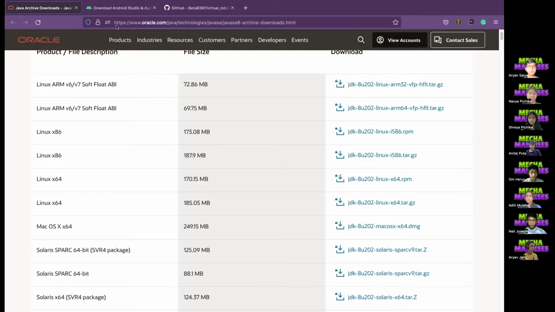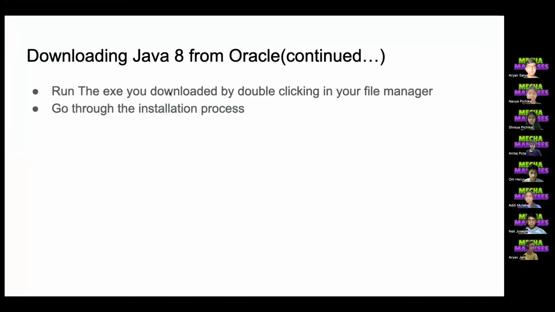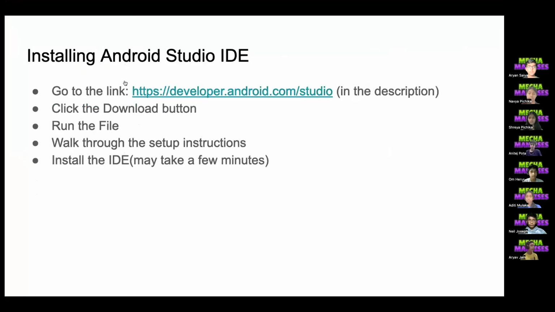So once you have that installed, you just accept the agreement, download the file, then you run the exe that's in your file manager, and then you go through the installation process. So once you're done with that, you want to install Android Studio. That's the IDE we'll be using in this tutorial.